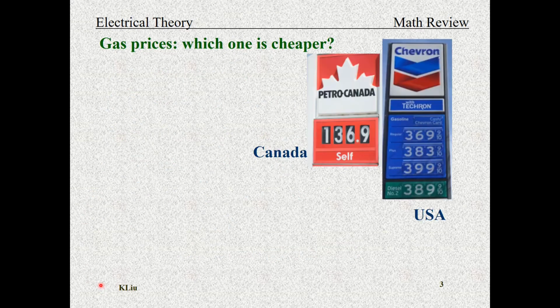We see two gas prices on the screen. Which one is cheaper, Canada or USA? Yes, the gas in USA is cheaper, even though they have a bigger number on the sign. Two different units are used here. Canada uses liter, and USA uses gallon. Units matter.